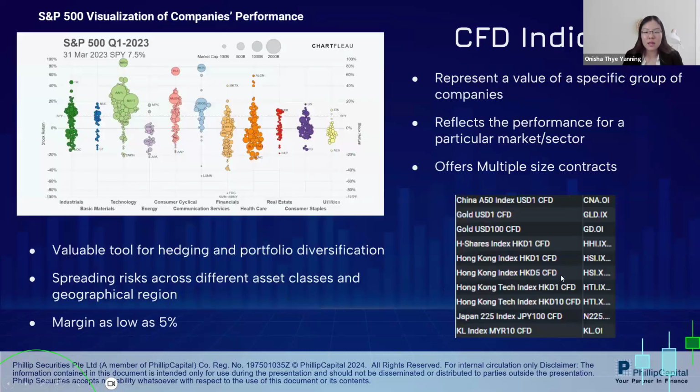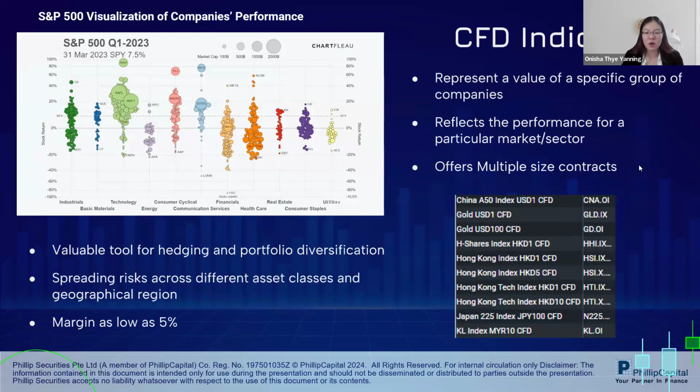Okay. So the last thing is the CFD indices. So what actually is an index? An index represents the value of a specific group of companies, correct? It reflects the performance of a particular market or sector. So let's say, for example, the S&P 500 visualization. The S&P 500 technically represents the top 500 companies in the US.